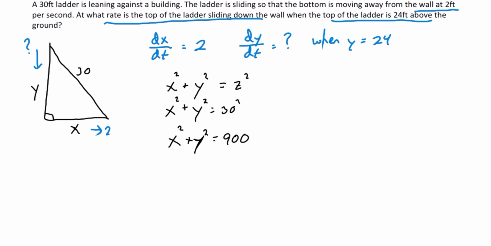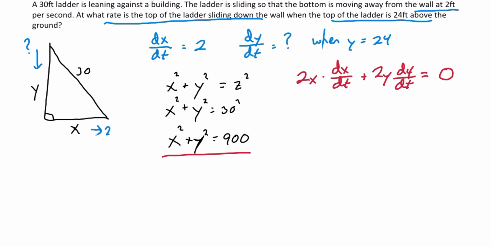Once we've filled in the equation with our given information, we can then differentiate that equation implicitly with respect to time. The derivative of x squared is 2x times dx/dt, using the chain rule. The derivative of y squared is 2y dy/dt, using the chain rule. And the derivative of 900 is simply 0.